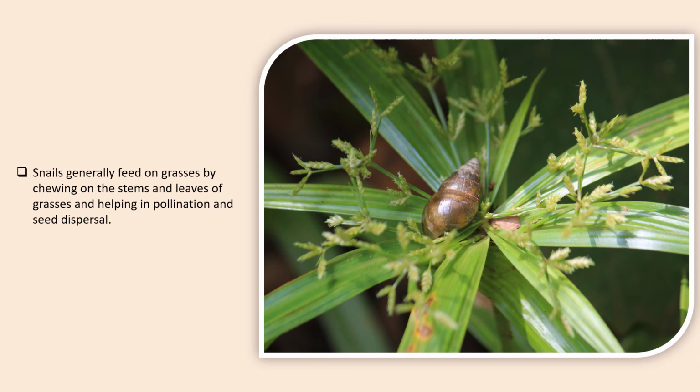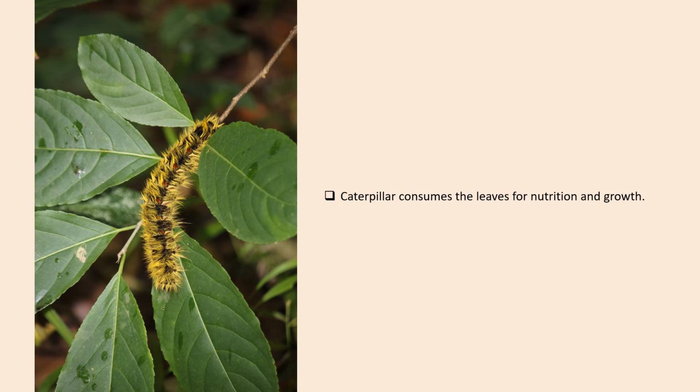Actually, we know that snails are vegetarians mainly, and they feed on grasses and some small herbs, and they feed by chewing the stems and leaves of the grasses, and this process actually helps in pollination and seed dispersal of some grasses and cypress also.